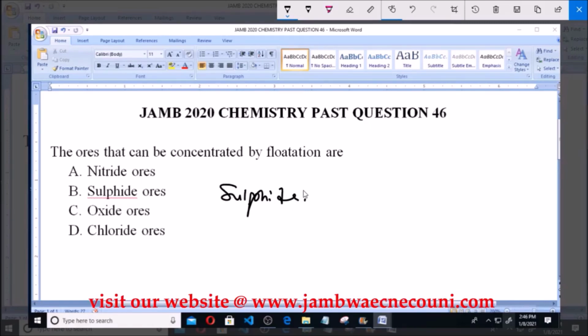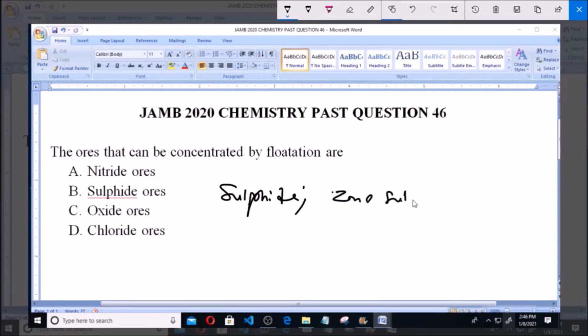An example of a sulfide ore is that of zinc, the zinc sulfide ore. For this zinc to be extracted, it has to be concentrated. In order to concentrate this zinc, that is by eliminating the impurities which include the sulfur and other substances, it must undergo flotation. So flotation is basically used to concentrate or extract metals whose ores are sulfide ores.